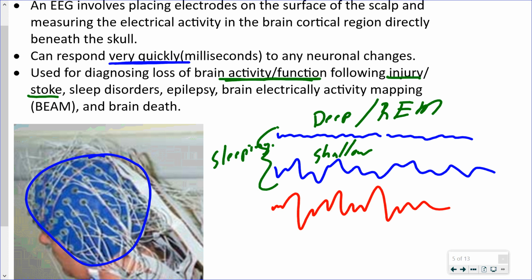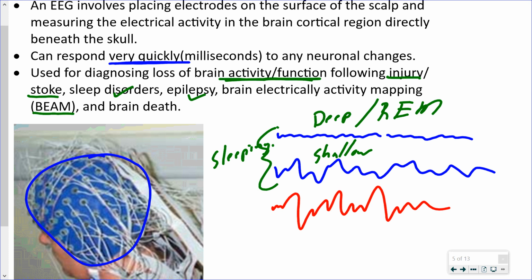I mentioned sleep, so for diagnosing sleep disorders, epilepsy, they can generate what is called a map, a colored map of the brain showing the electrical activity while performing different activities, and that's referred to as brain electrical activity mapping.